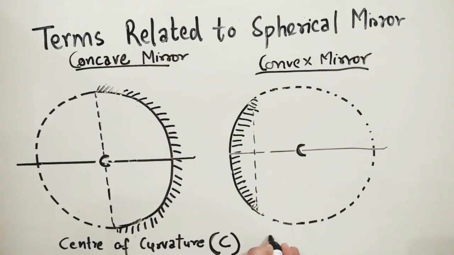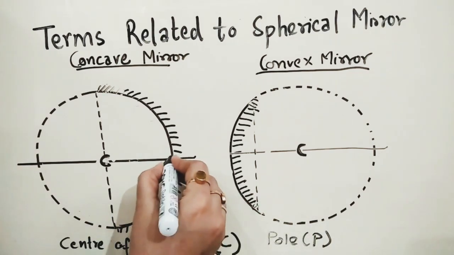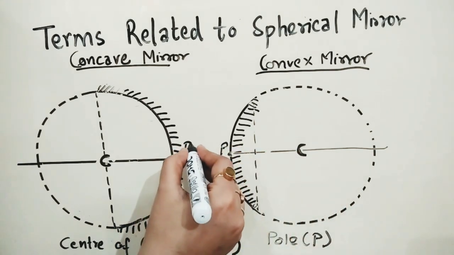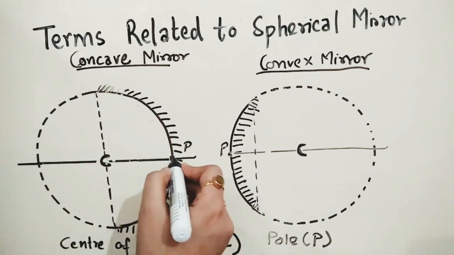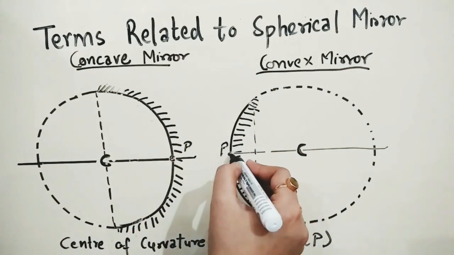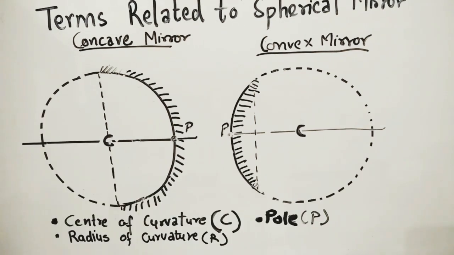Now the second term is the pole, which is represented by the letter P, and it is just this point. Again for this convex mirror this is P, and for this concave mirror this is P. C is the center of this hollow sphere, whereas P is the center of this spherical mirror. So we can say the pole of a spherical mirror is the center of the mirror and it is represented by the letter P.